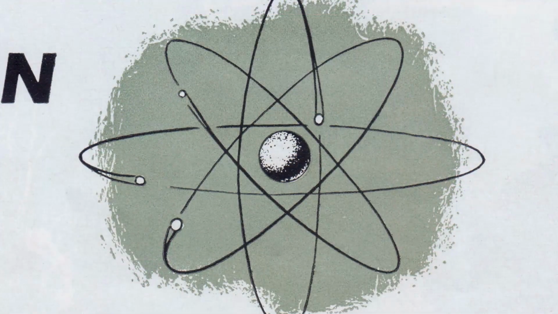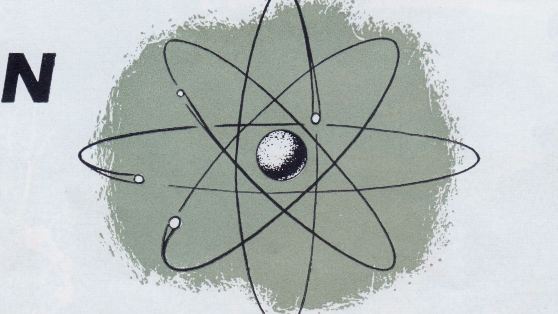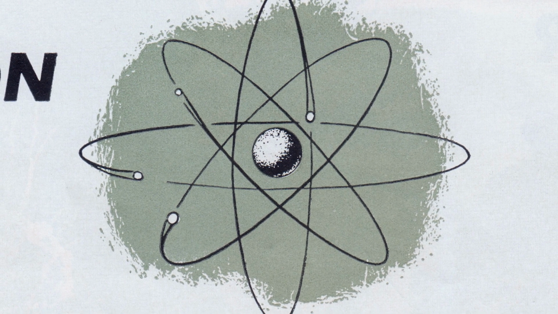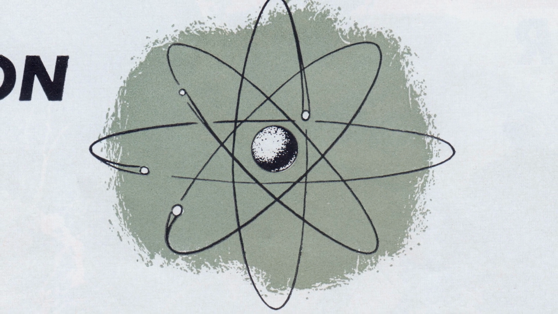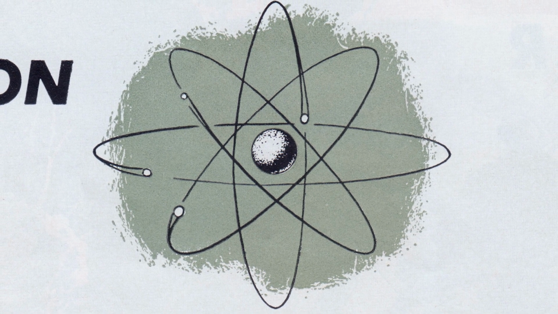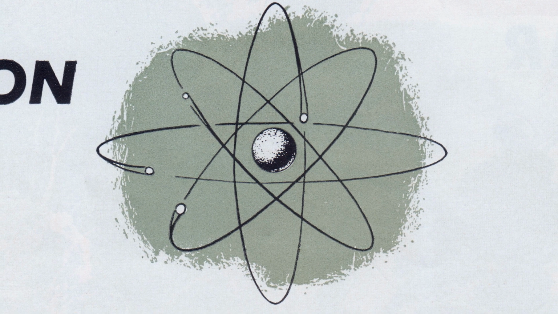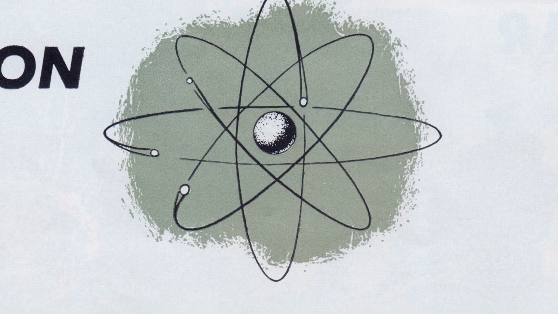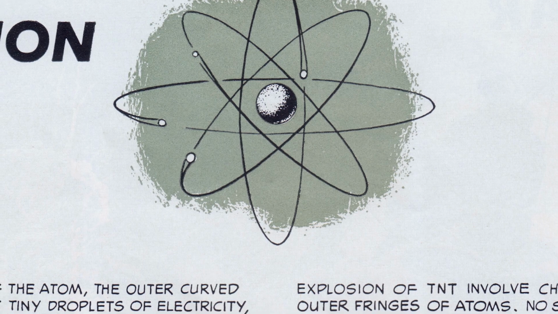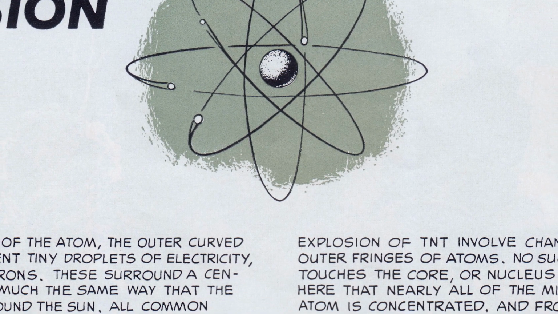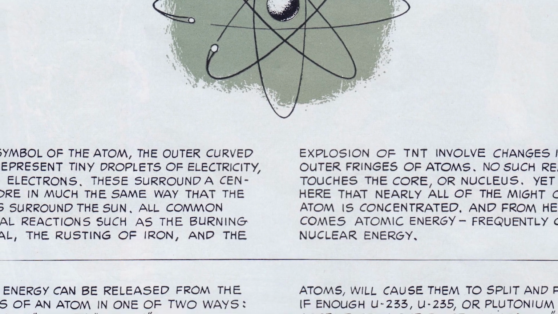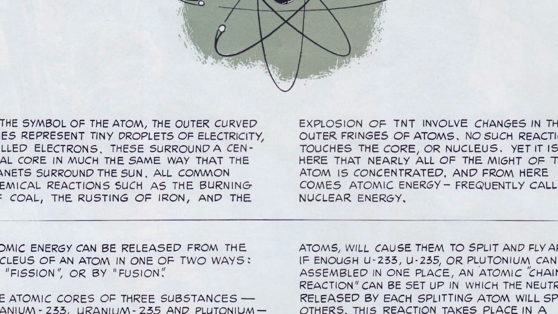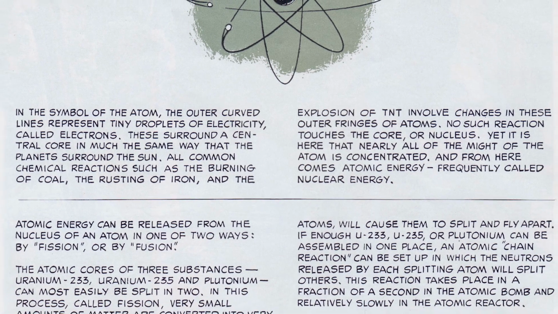In the symbol of the atom, the outer curved lines represent tiny droplets of electricity called electrons. These surround a central core in much the same way that the planets surround the sun. All common chemical reactions, such as the burning of coal, the rusting of iron, and the explosion of TNT, involve changes in these outer fringes of atoms. No such reaction touches the core or nucleus.